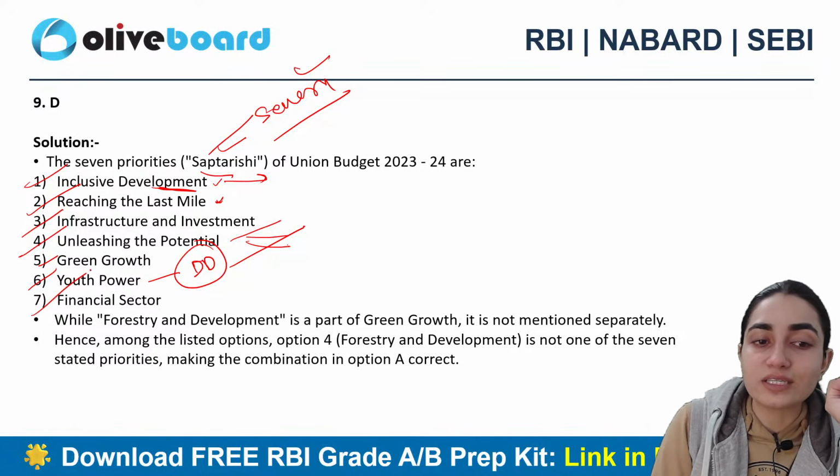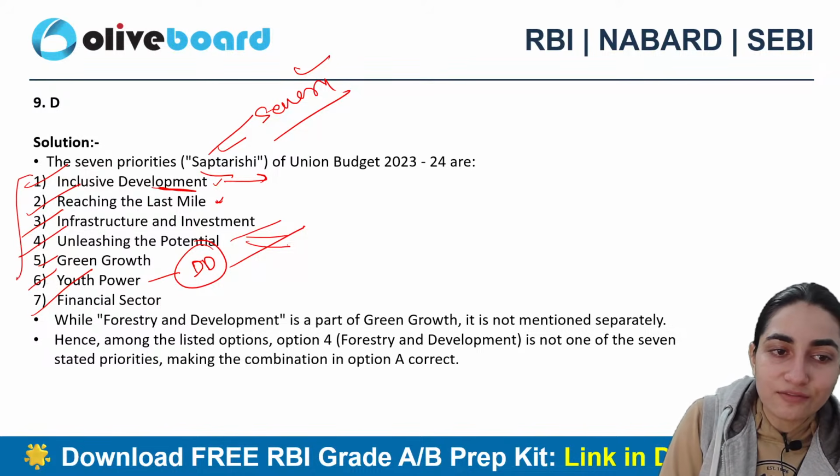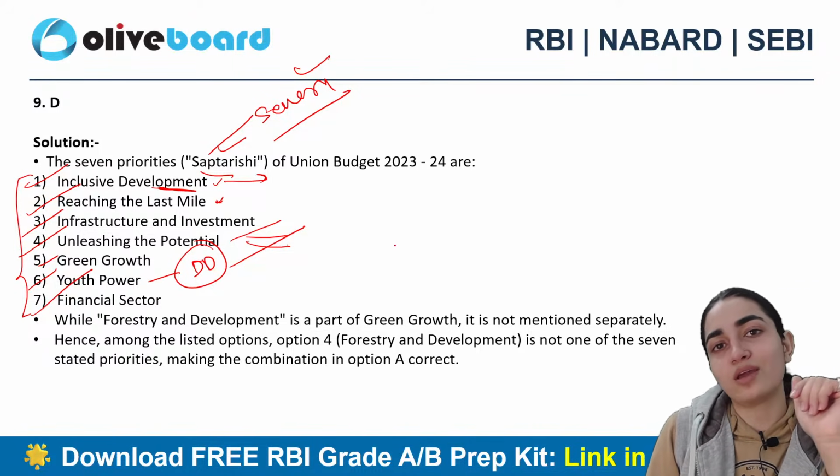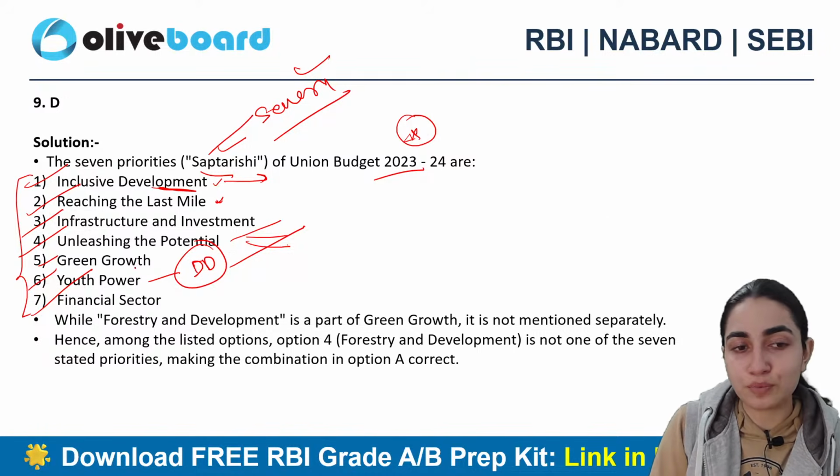Next is financial sector, which is very important to deal with. So these are the 7 priority areas of our economy, right? So yes, in 2023-24 we unlocked this potential.